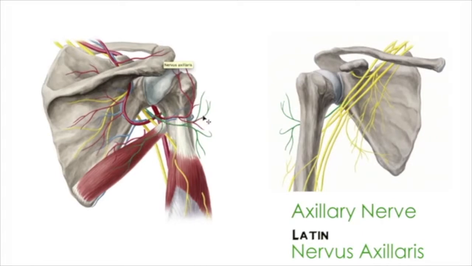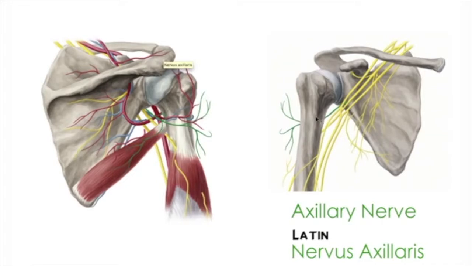As you can see, this structure is passing alongside these structures that I left, so you can have an idea of the relation of the axillary nerve to the other structures on the shoulder joint. And on the anterior view, you can also see highlighted in green the axillary nerve that comes off the brachial plexus from the upper trunk, posterior division, and posterior cord.